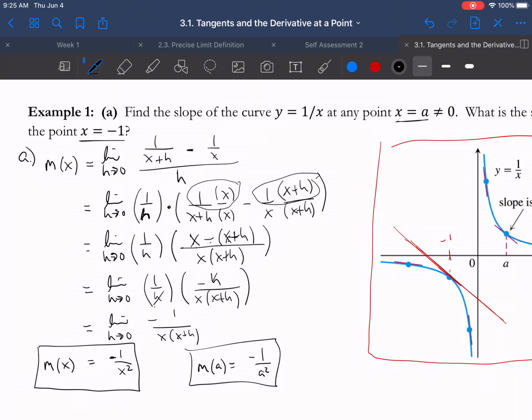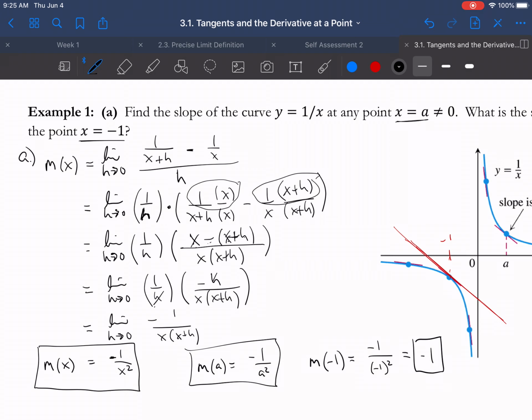which means I just simply do, get that out of the way, we do m of negative 1, which is negative 1 over, and then we put in negative 1 squared. So negative 1 squared is 1, and it's negative 1 over 1, so this is just negative 1. And that would be the slope of this red line right here. Okay, this one right over here that I drew in would have a slope of negative 1. Okay, so there you go. That's how we were able to do it and to find the slope at a point.